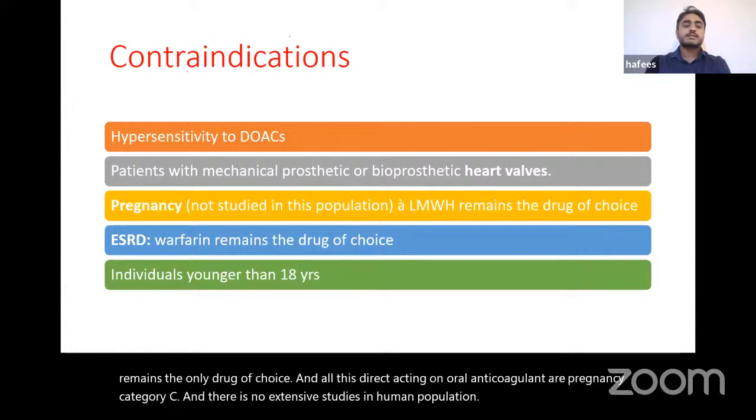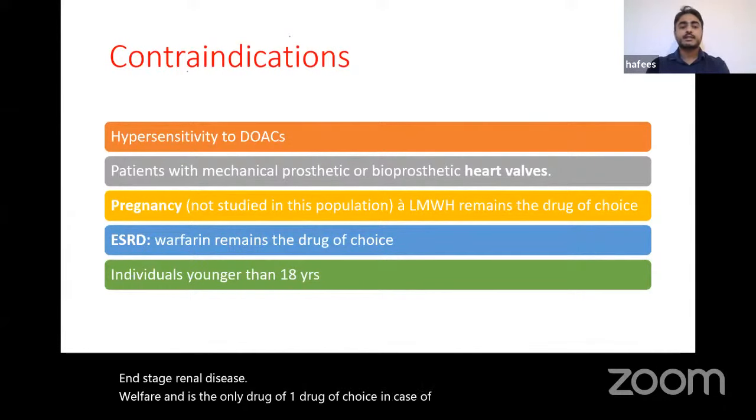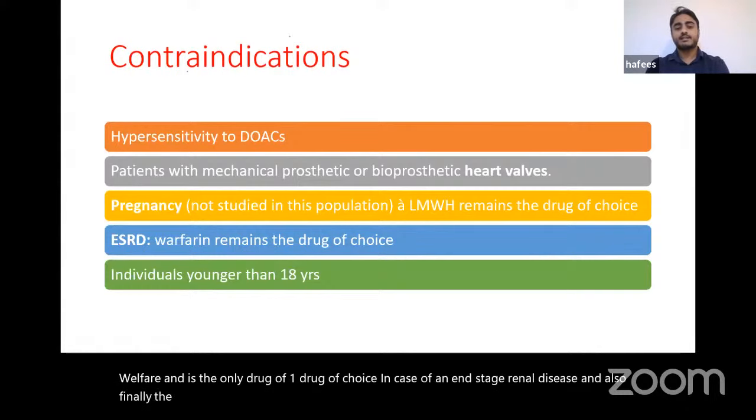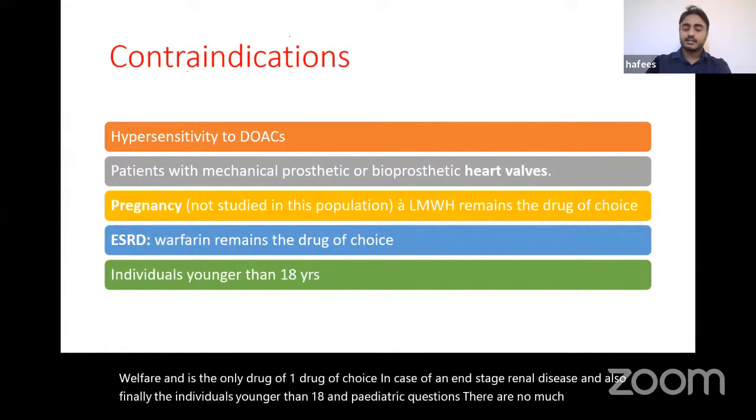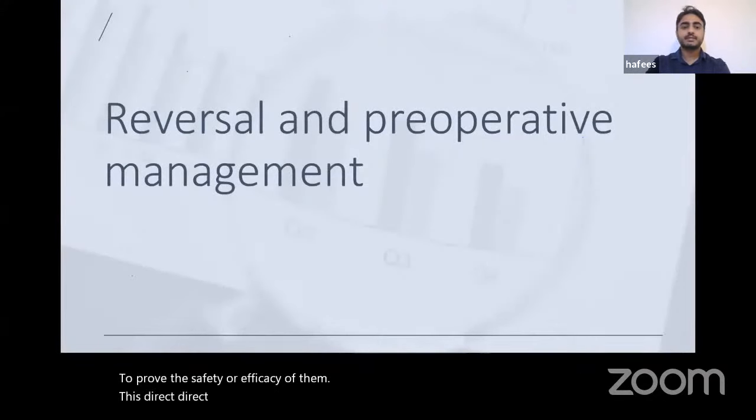End-stage renal disease, warfarin is the only drug of choice in case of end-stage renal disease. And also, finally, for individuals younger than 18 and pediatric patients, there are not many studies to prove the safety or efficacy of these direct agents.